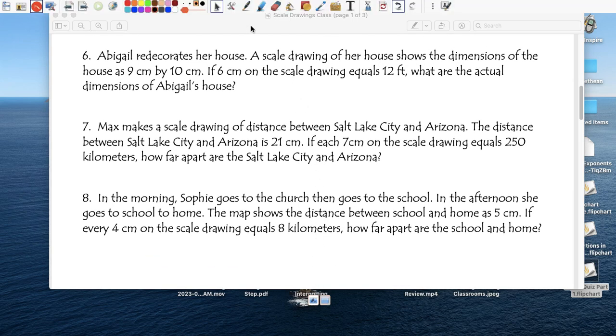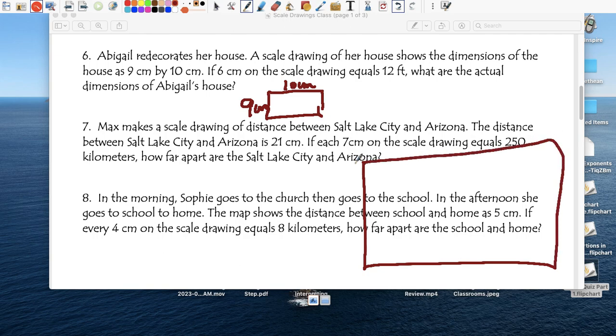Abigail decorates a house, dimensions. So her house, in the drawing, let me draw her house, the dimensions of her house. It says in the drawing that this is 9 centimeters and 10 centimeters. Now, the real house is much bigger, right? And we want it in feet. So how many feet is this? And how many feet is this in her real house?